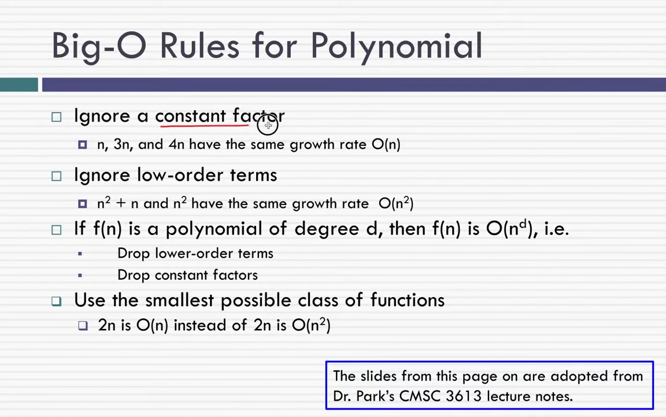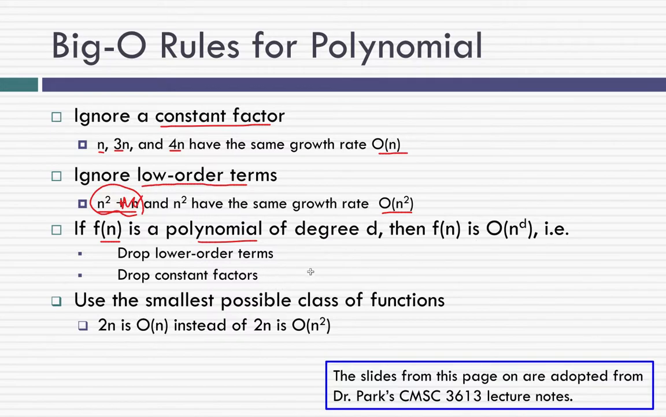Ignore constant factors. If your time complexity is n or 3n or 4n, even 1 million n, just ignore the constant. It's all big O of n. Ignore lower order terms. So if we have something like this, ignore any lower order term. Keep the highest order only, so big O of n squared. In general, if f(n) is a polynomial, then only take the highest order and drop constants. Then that's the big O time complexity.